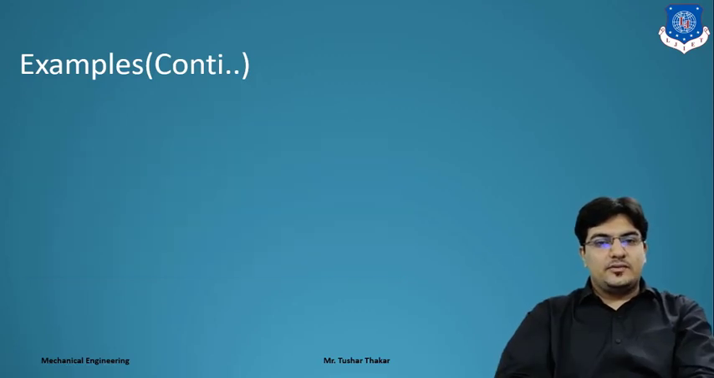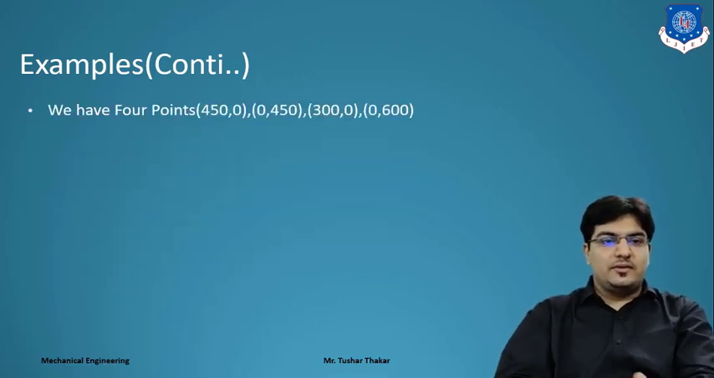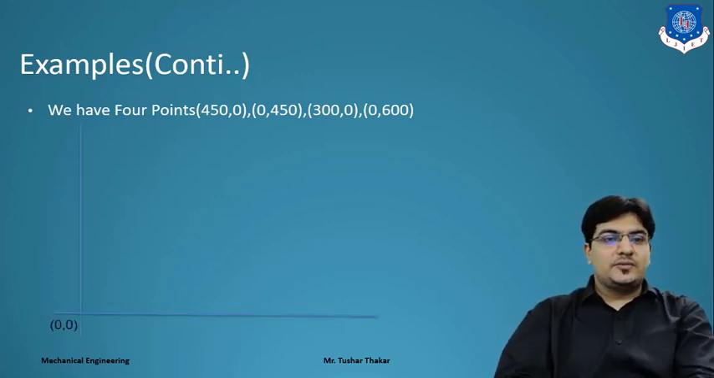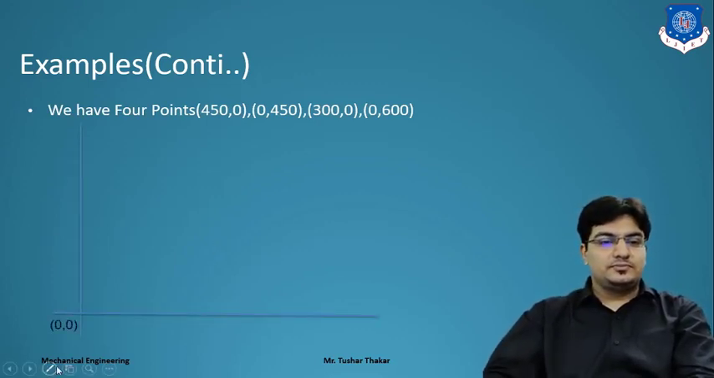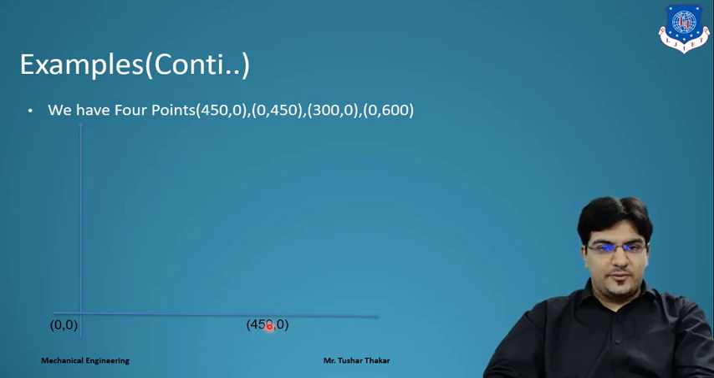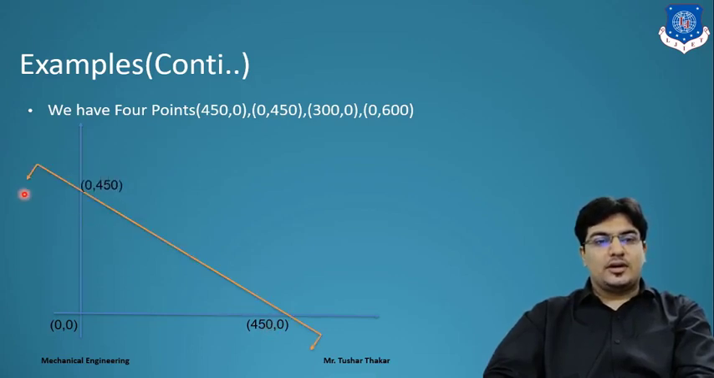So we have four points: (450, 0), (0, 450), (300, 0) and (0, 600). Next we draw the graph. First we draw one x line and y line. This is the x axis and this is the y axis. Now we draw a line by considering these points. The first line passes through the point (450, 0) and the point (0, 450). Now we can draw the line.